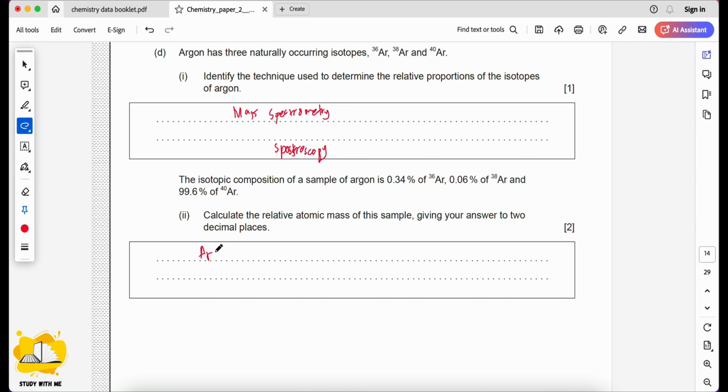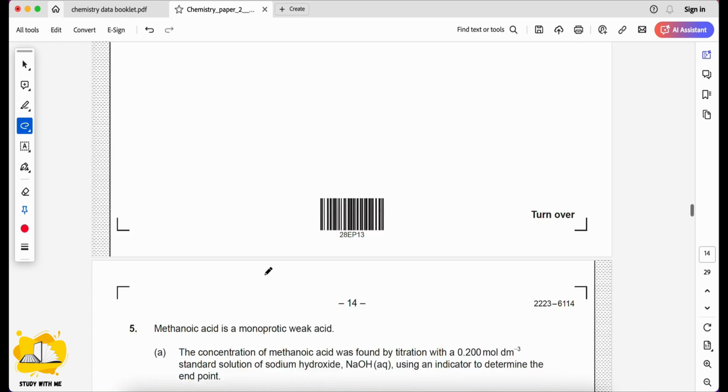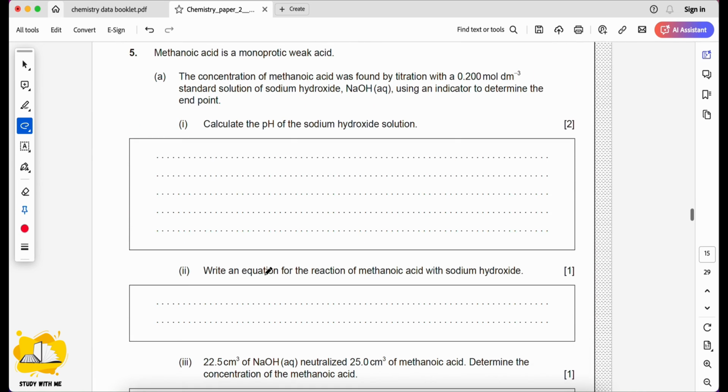Calculate the relative atomic mass of this sample, giving your answer to 2 decimal places. So to calculate Ar, that would be 0.0034, so I directly divided by 100, times 36, plus 0.0006 times 38, plus 0.996 times 40. You will get 39.99.